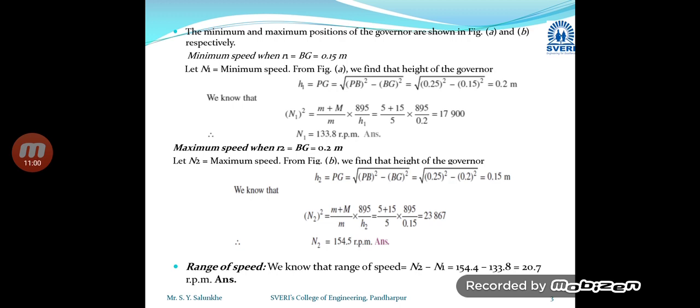Again we are going to use the same formula as we have used in calculating N1. So we are going to write this same formula for N2. This N2 square is equal to small m plus capital M divided by M multiplied by 895 divided by H2. So H2 we have calculated right now, and this is 5 plus 15 divided by 5 multiplied by 895 divided by 0.15. The answer we are going to get is 23867. This will be the answer for N2 square.